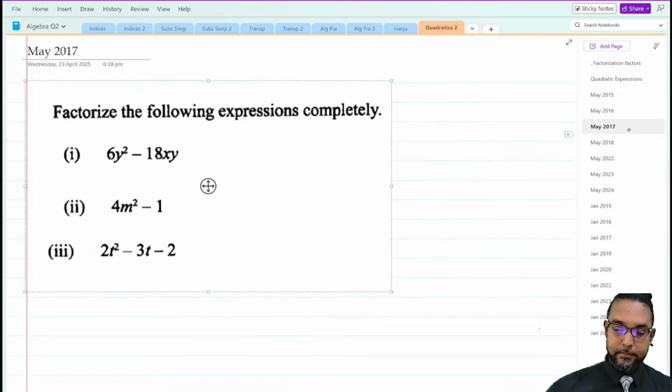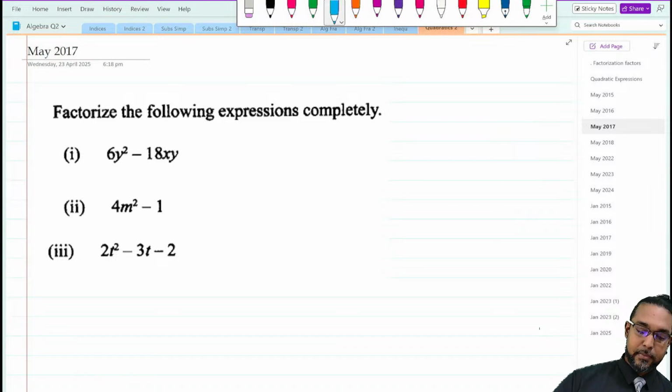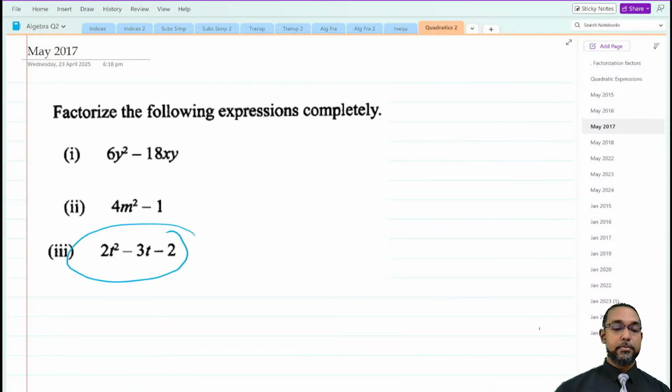All right, so we're going again. Right, so this one here is yours now. 2t squared minus 3t minus 2. Go ahead.